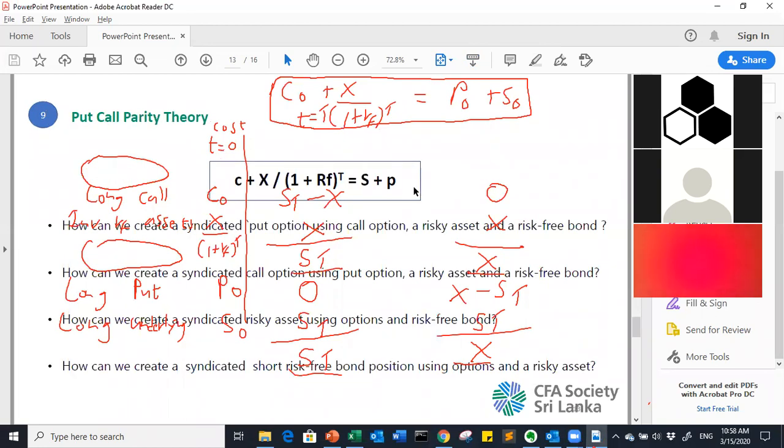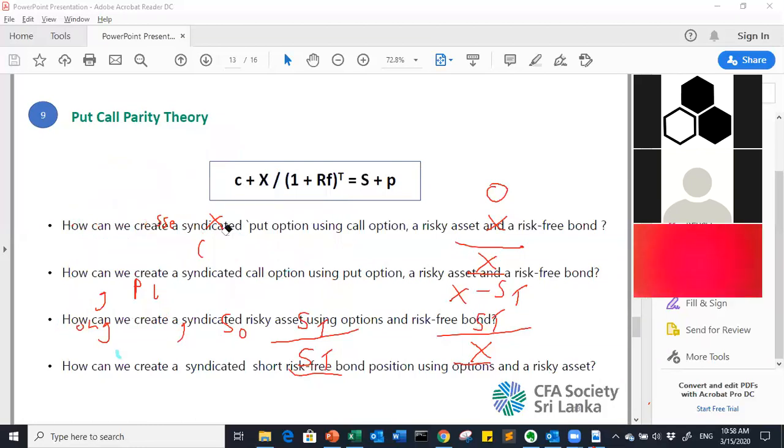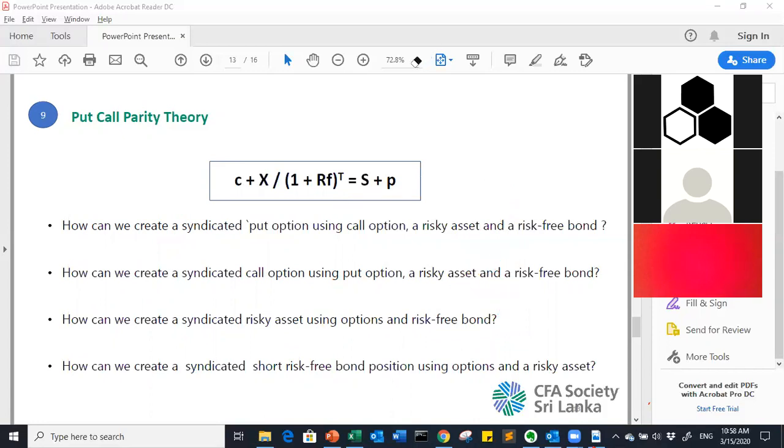Then getting into the put call parity. This is what I was explaining. Let me just clear this. So this was the result. The usefulness of the put call parity is that you can use this to formulate any sort of asset that you want by just rearranging this identity. What it allows you to do is rearrange this expression to create all sorts of what we call synthetic assets.